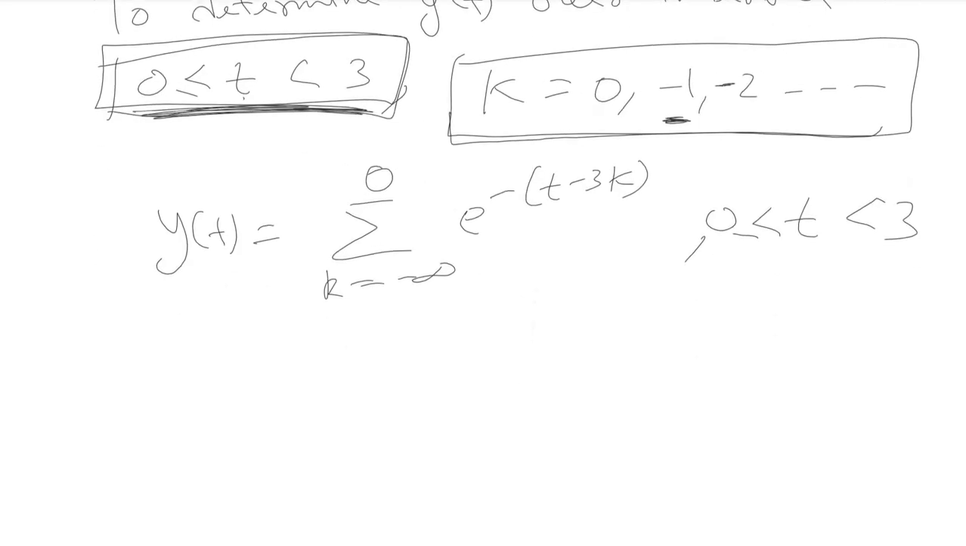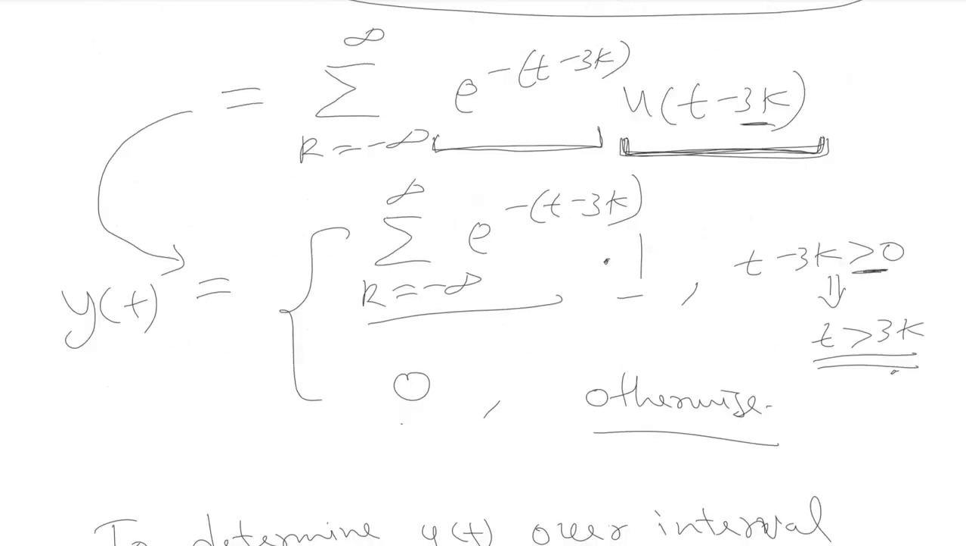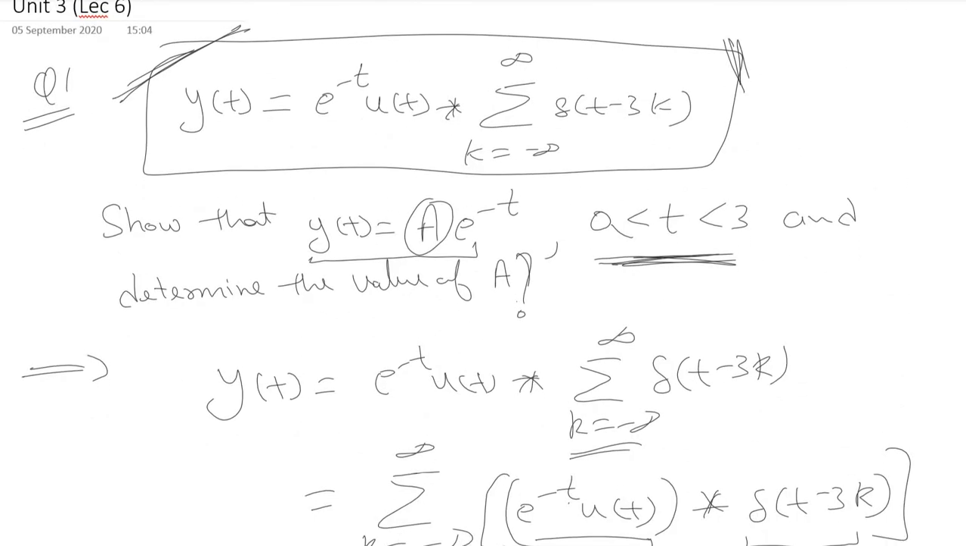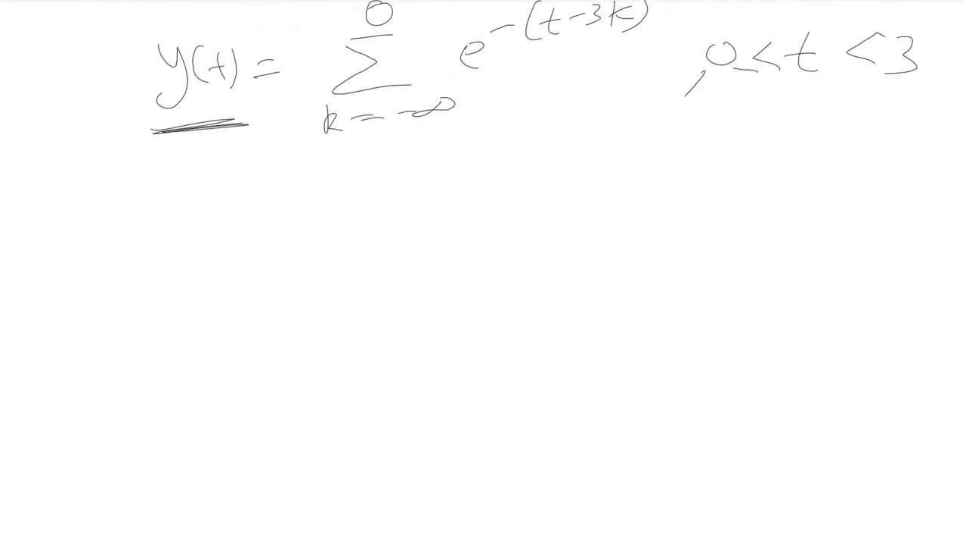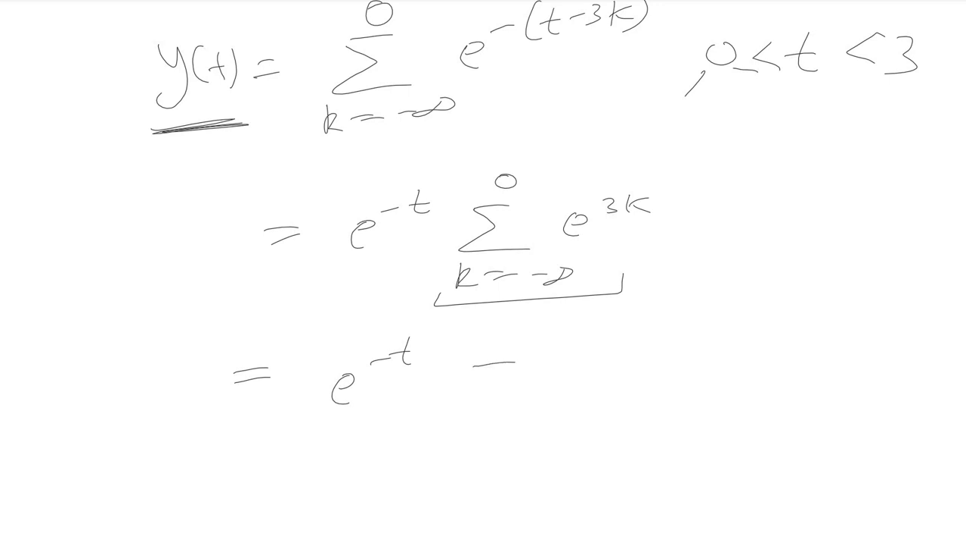Let us further simplify it, because our aim is to simplify y(t) in the form of a times e raised to power minus t. So we need to further simplify it. Let's do that. e raised to power minus t summation, apply this summation expression over here. So it becomes e raised to power minus t summation k ranging from 0 to infinity. We will change the order of the summation.